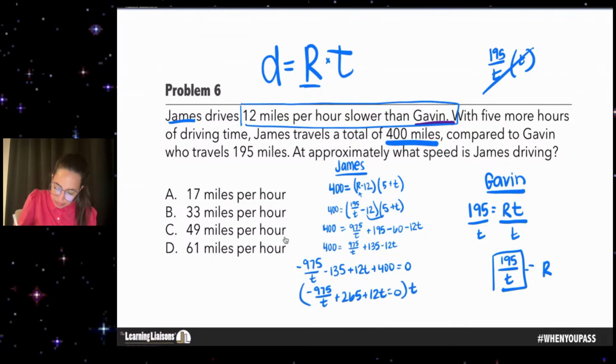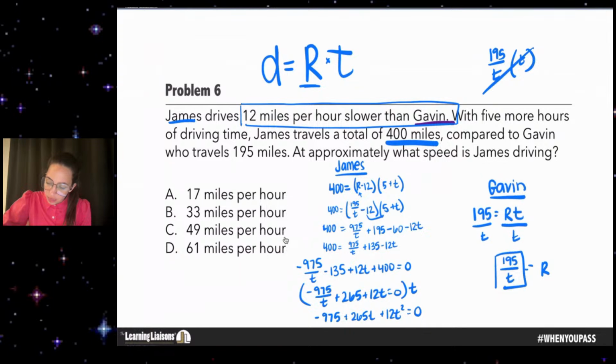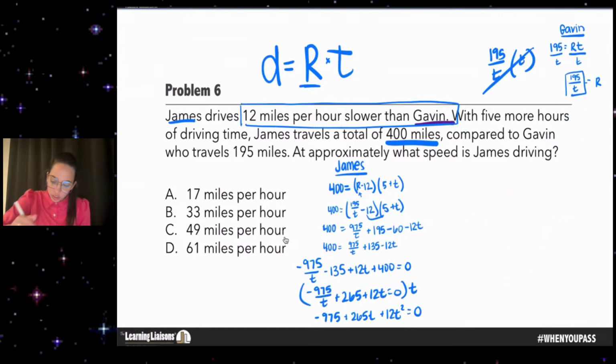Multiply everything by T so that I can get rid of that T in the denominator. So I end up with negative 975 plus 265T plus 12T squared equals 0. Y'all, this is such a big problem. We're going to move all of this way up here so that I can finish this. So that is 12T squared plus 265T minus 975 equals 0.